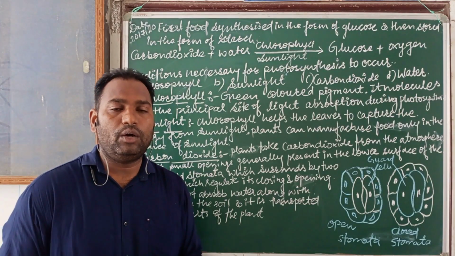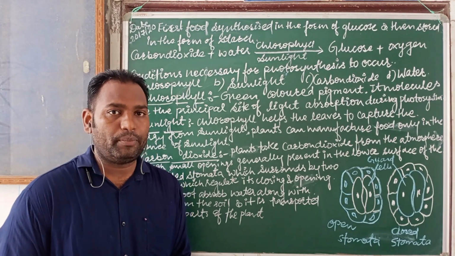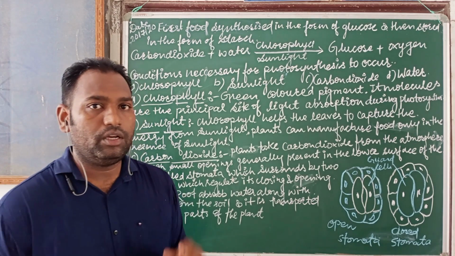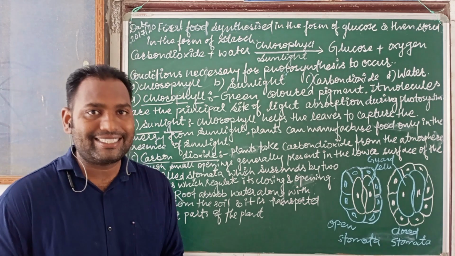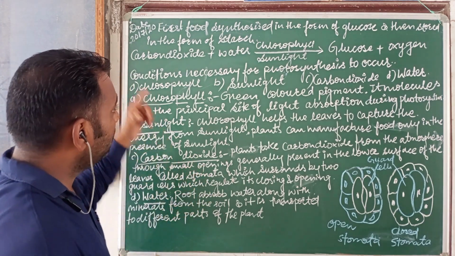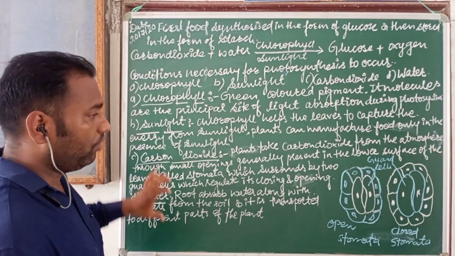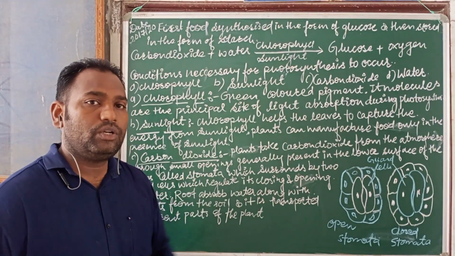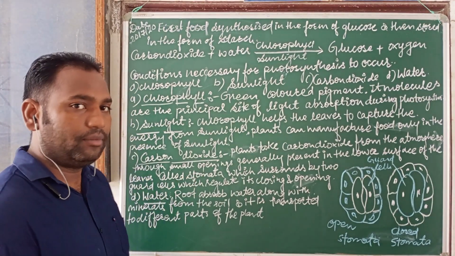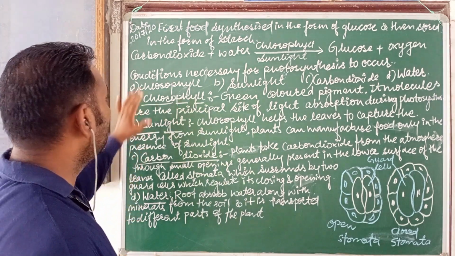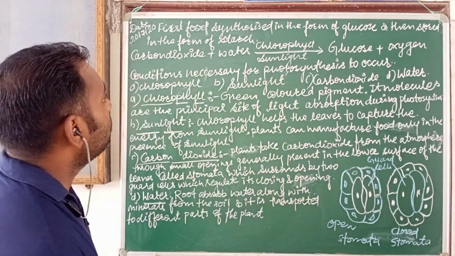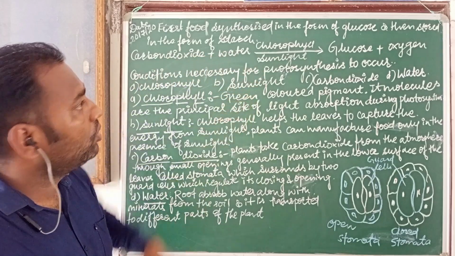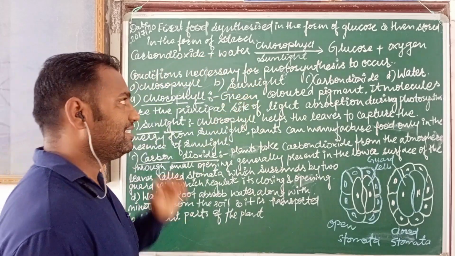Once again, now we are discussing our next topic. First of all, we already discussed food, photosynthesis, autotrophic nutrition and heterotrophic nutrition. So now we study more about photosynthesis. First, food is synthesized in the form of glucose and then stored in the form of starch.